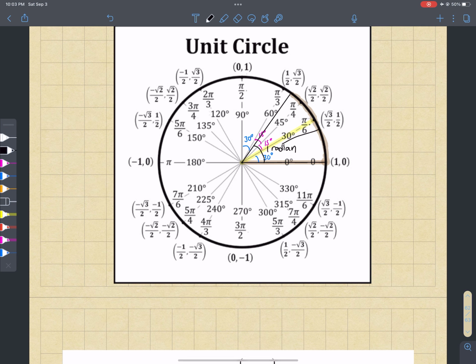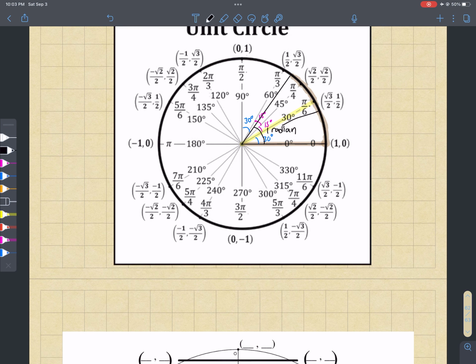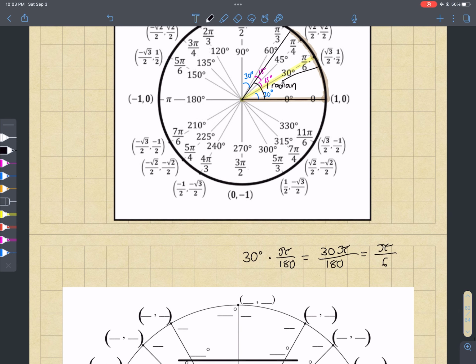There is a way to convert from degrees to radians and vice versa. To convert degrees to radians, you'll have to multiply degrees by pi over 180. And to reverse it, you have to multiply radians by 180 over pi.